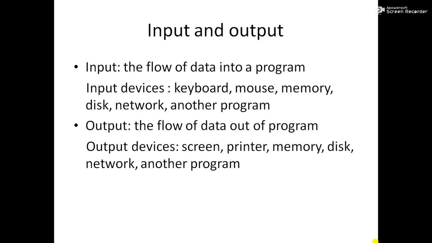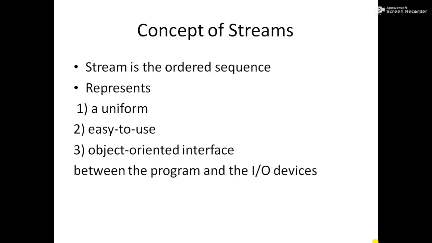Input is nothing but the flow of data into a program. For this, the input devices used are keyboard, mouse, memory, disk, network, and another program. Whereas for taking the output, we require output files. Output is the flow of data out of the program, for which the output devices used are screen, printer, memory, disk, network, and other programs.